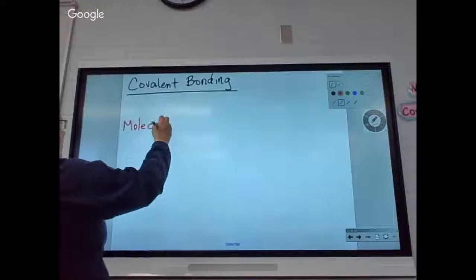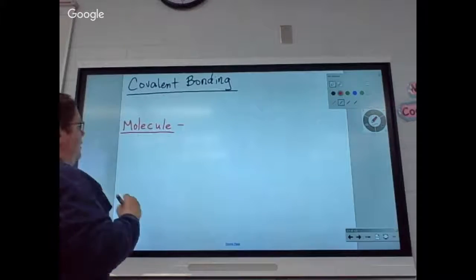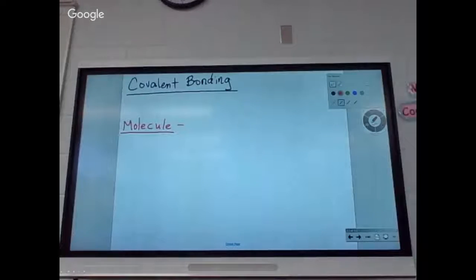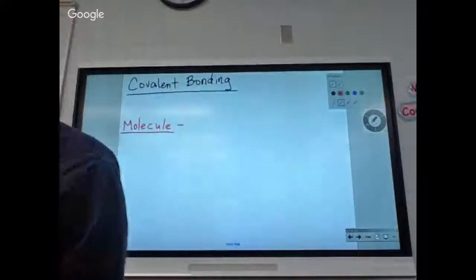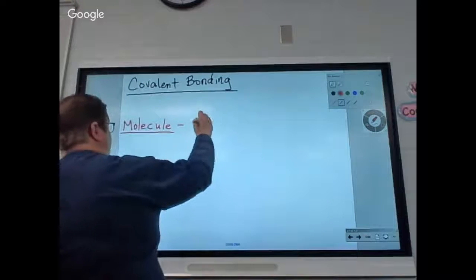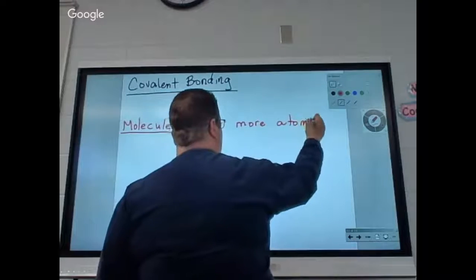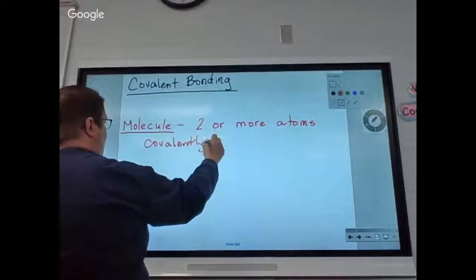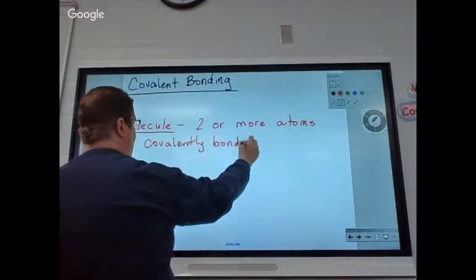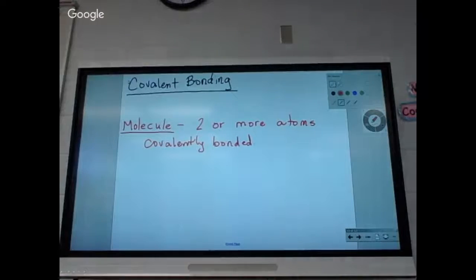Now, we've been using the word molecule for, I don't know, several weeks now. What is the definition of a molecule? We've gotten a little more sophisticated over the course of the last 10 weeks. So, that's an ion. Now, two or more atoms covalently bond.